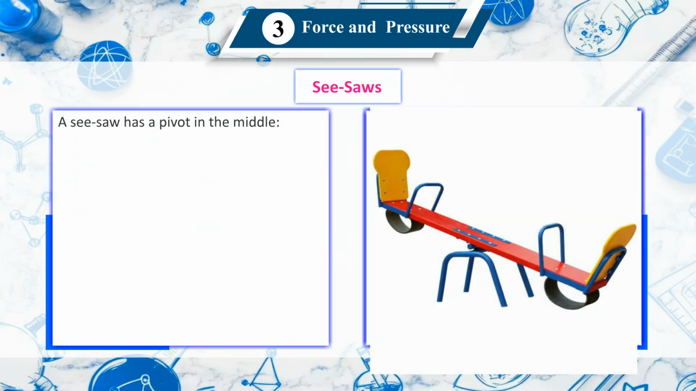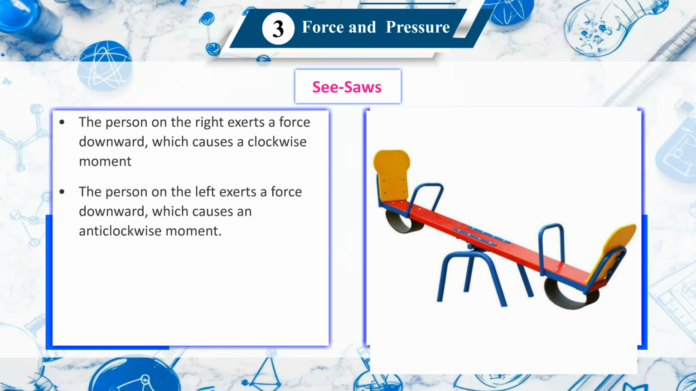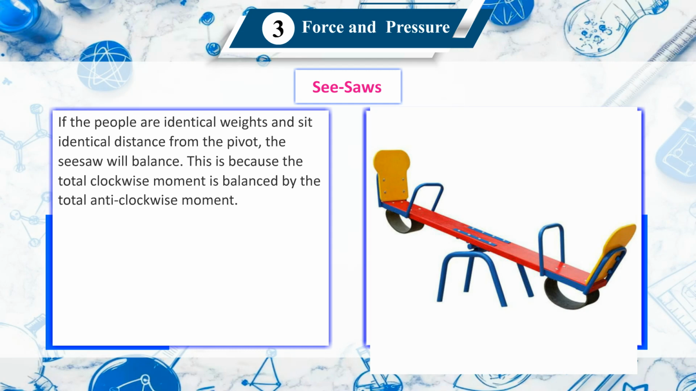Seesaws. A seesaw has a pivot in the middle. A person on the right exerts a force downward, which causes a clockwise moment. The person on the left exerts a force downward, which causes an anti-clockwise moment. If the people are identical weights and sit an identical distance from the pivot, the seesaw will balance. This is because the total clockwise moment is balanced by the total anti-clockwise moment.